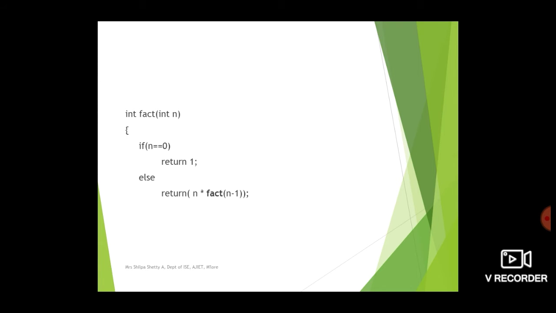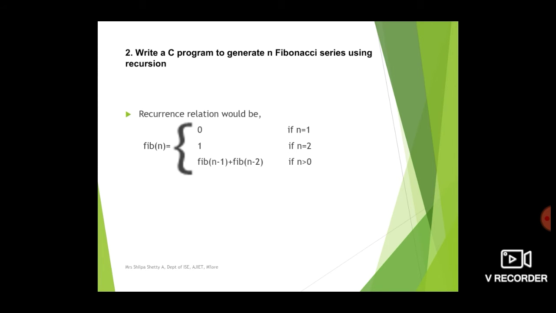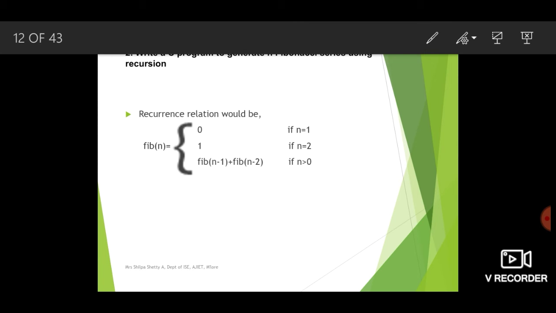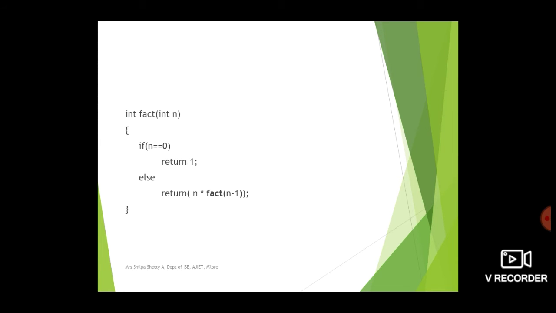So when the compiler sees this line, that is factorial of n minus 1, again this function will be called with the n minus 1 value. Students, I hope this is clear.